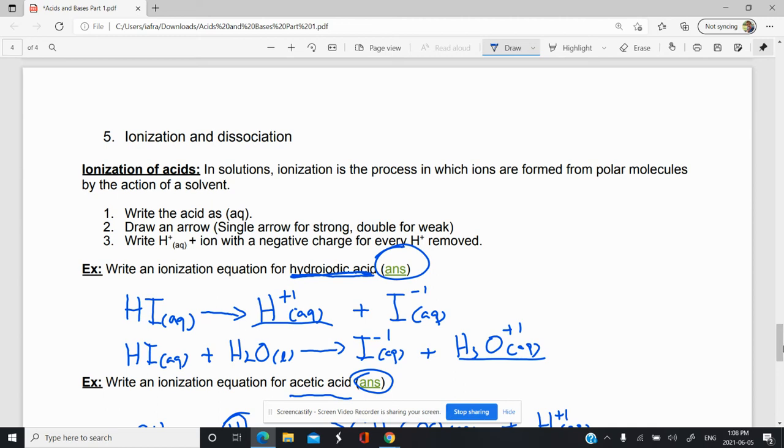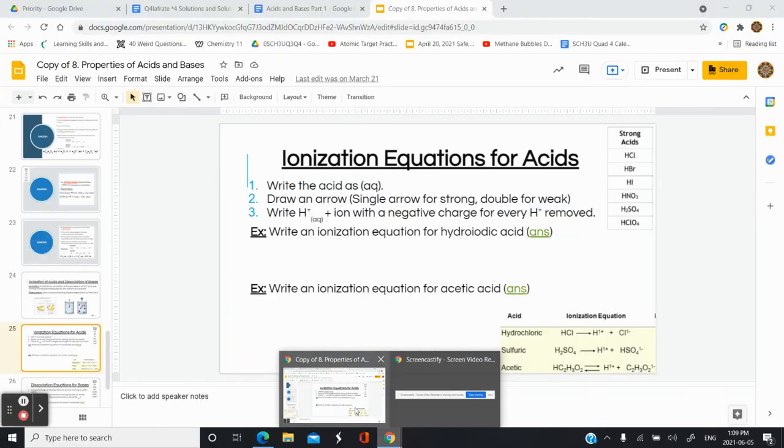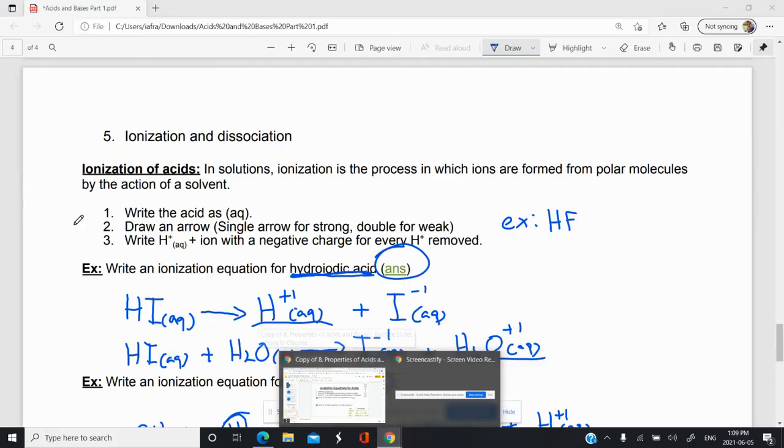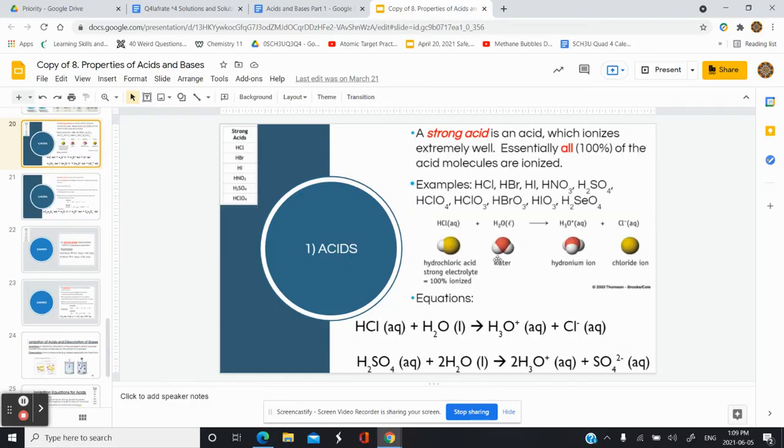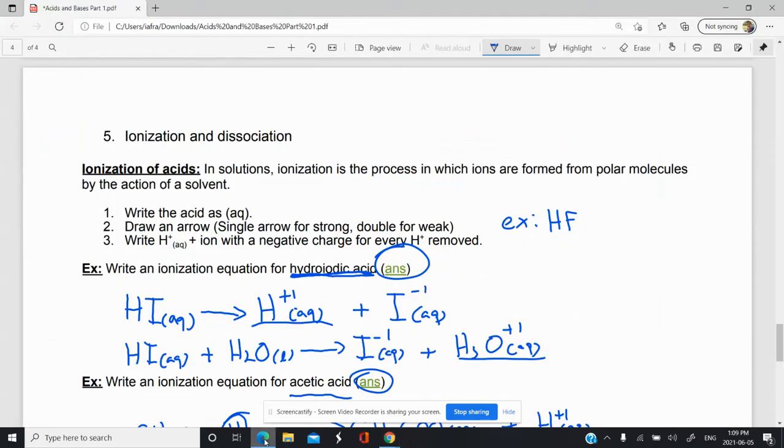So let's say I wanted you to write an equation for the ionization of HF. So I need you to recognize that HF, for example, is not on our strong acid list. It's not there or on the list from the previous slides that we saw here. So from the strong acid list here, it's not there either. Hydrofluoric acid is a weak acid. So I need you to write out your HF AQ. You'd recognize it's a weak acid, so it has our double arrows.